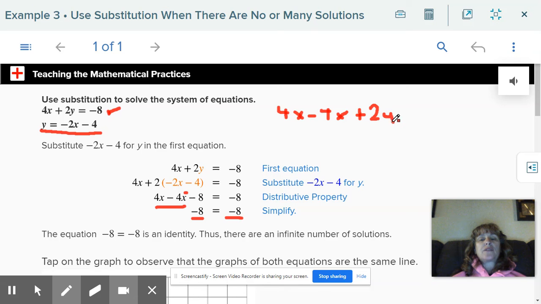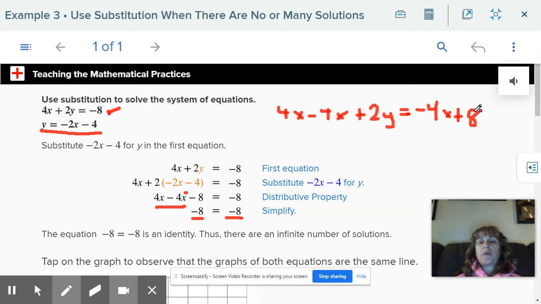2y on this side. So whatever I do to the left, I have to do to the right. So I have to subtract 4x on this side as well. So sorry about the slowness. I have to use the mouse to do it.